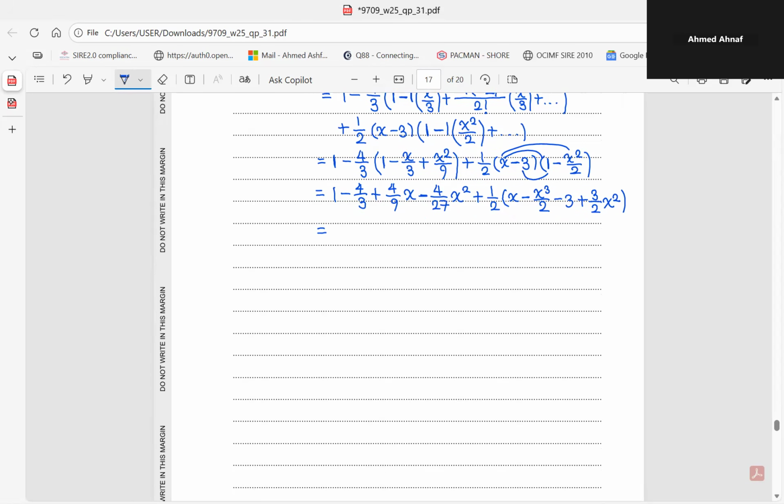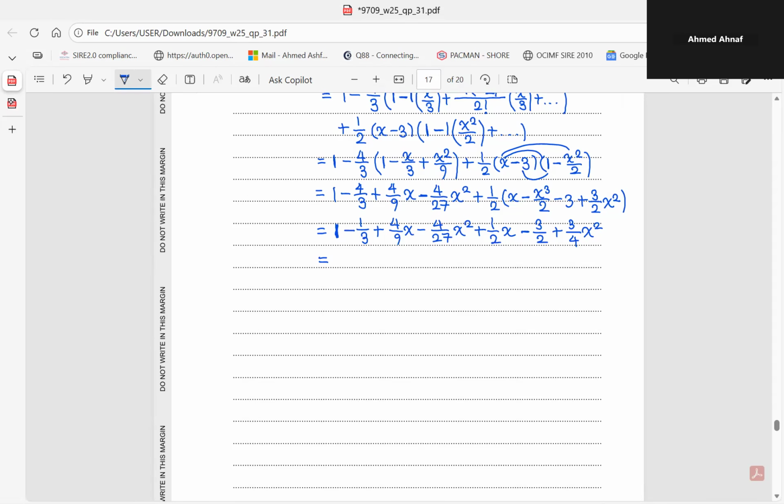Okay, now let's simplify. So minus 4 over 3 plus 1, you get negative 1/3, plus 4 over 9 x minus 4 over 27 x squared, plus half bracket x, so half x. The x cubed term we can ignore, and then half times -3, you get -3/2, and half times 3/2 x squared, you get plus 3/4 x squared.